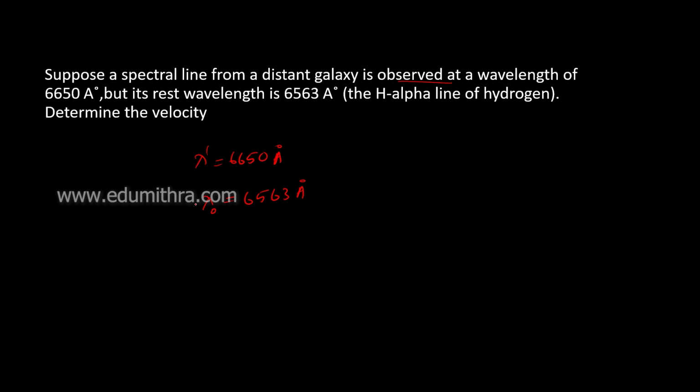That means the observed wavelength is more than the rest wavelength. That means it is shifted towards the red side, so this is a redshift case. Since this is a redshift case, we can say already that the distant galaxy is moving away. That is the first inference, even without any calculation, just by analyzing these numbers.